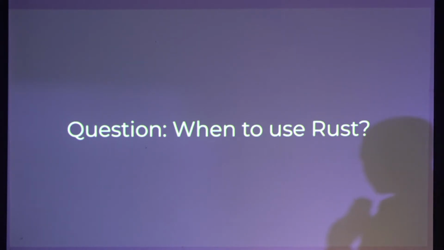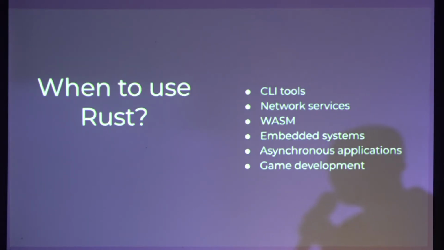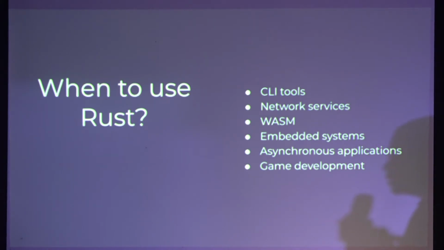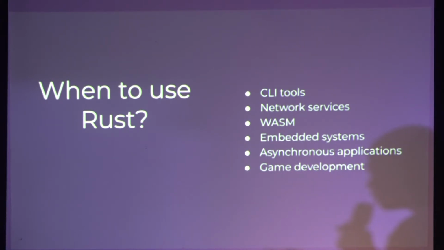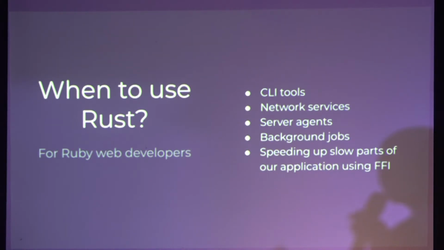But I get a lot of questions from Rails developers or other developers: when is it a good time to use Rust? Technically Rust is a general purpose programming language, so you can use it for anything that you want. But these are usually the applications that you can find people using it in. When they say that they're using Rust, there are command line interface tools, network services, and so on. But I guess a more interesting question is for Ruby web developers: when do we use it?